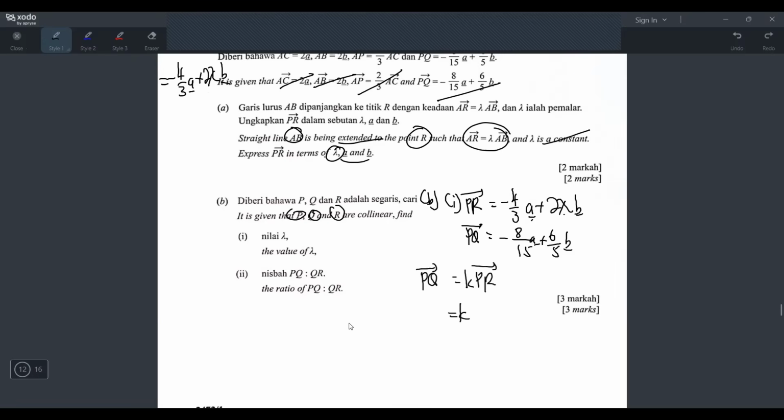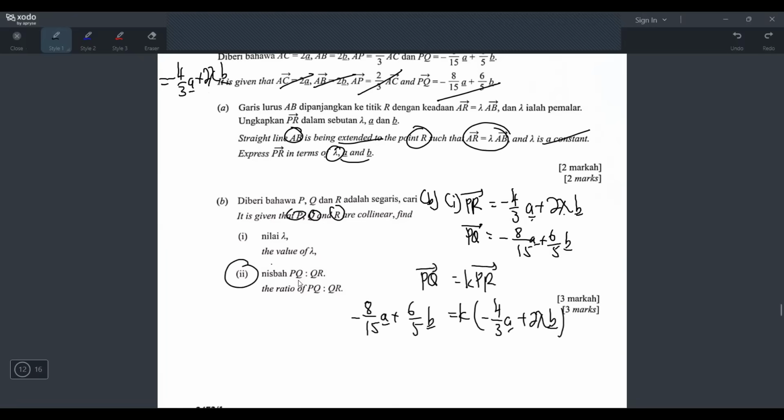Okay, so I'll use K. And what is vector PQ? Just write it down. Negative 8 over 15 A plus 6 over 5 B. And then KPR, PR is negative 4 over 3A plus 2 lambda B. But actually, there is a faster way to do this question actually. Okay, you can straight away take the coefficient, bahagi coefficient, coefficient bahagi coefficient, and equal. Okay, that's the fast method. But I will not do it like that because I saw my question 2 already.